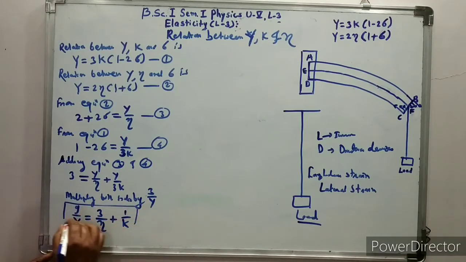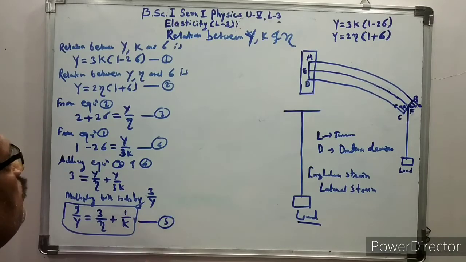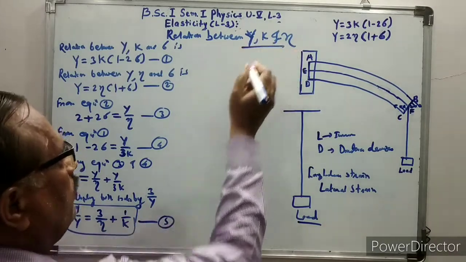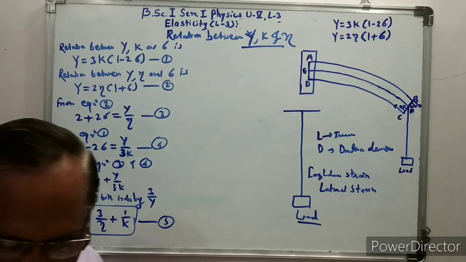So this is the relation: 9 by Y is equal to 3 by eta plus 1 by K. This relation, equation number 5, is the relation between Y, K and eta, where Y is Young's modulus, eta is the modulus of rigidity of the material of the wire, and K is the bulk modulus.